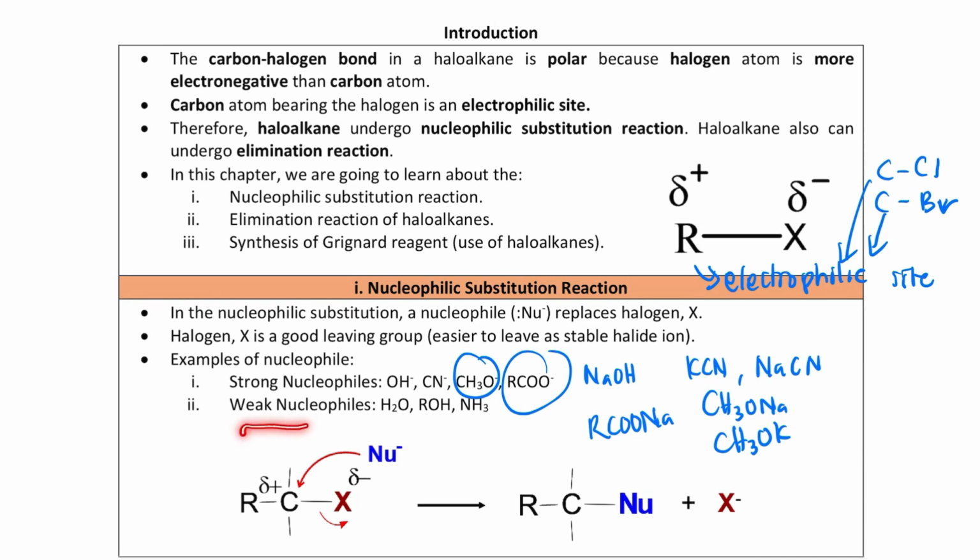Okay, and then for weak nucleophile usually dia ada lone pair. For example, H2O kan ada 2 lone pair. Ini ROH ni alkohol lah.